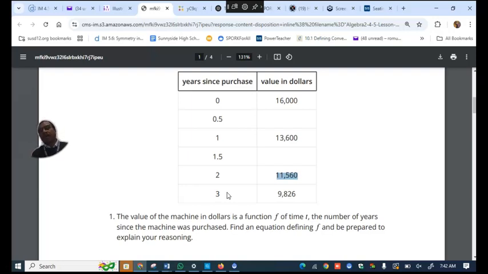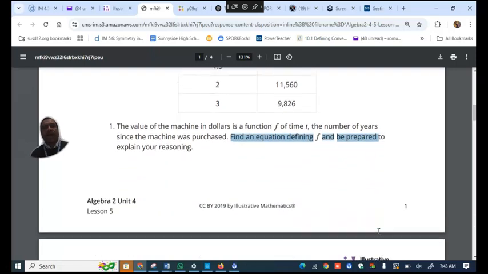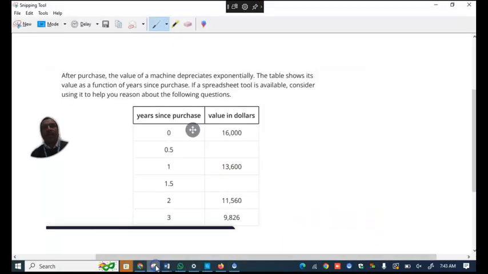So every 1 year, how much? We need to now see that the value of the machine in dollars is a function f of time. It means the value of the machine depends on how many years pass since the purchase. So the first question is: find an equation defining f. Can we create an exponential function? Can we model an exponential function for this situation? Be prepared to explain. Let's do that as the first part.